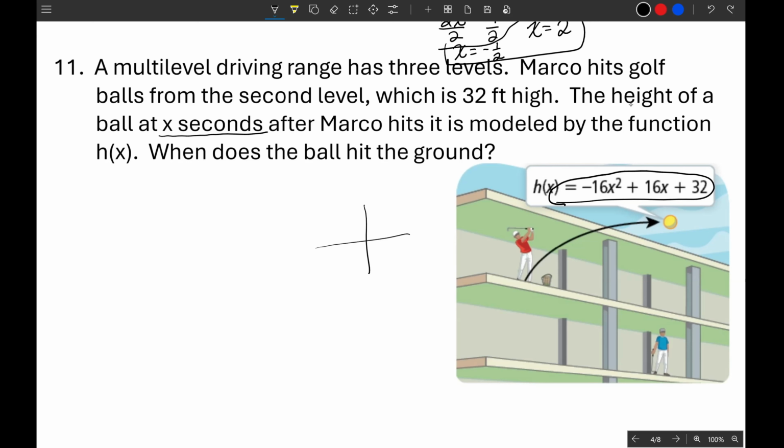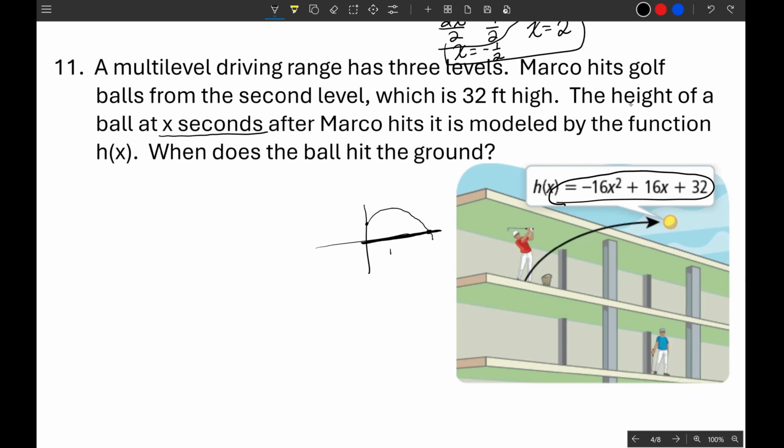Let's just say this is the platform up here. He hits the ball, right? It's 32 feet up. So he hits the ball, and it's going to go, and then it's going to eventually hit the ground. Now remember, this x-axis is going to represent your ground here.